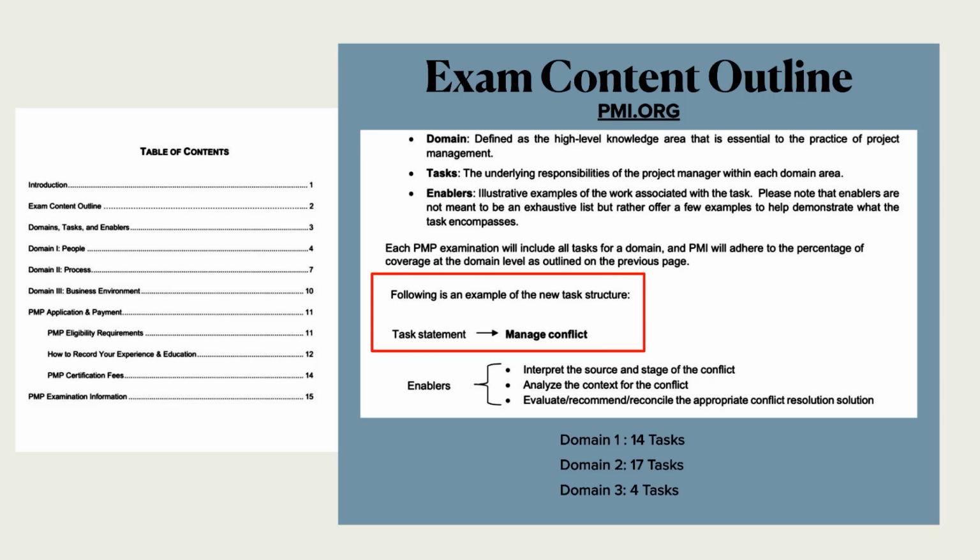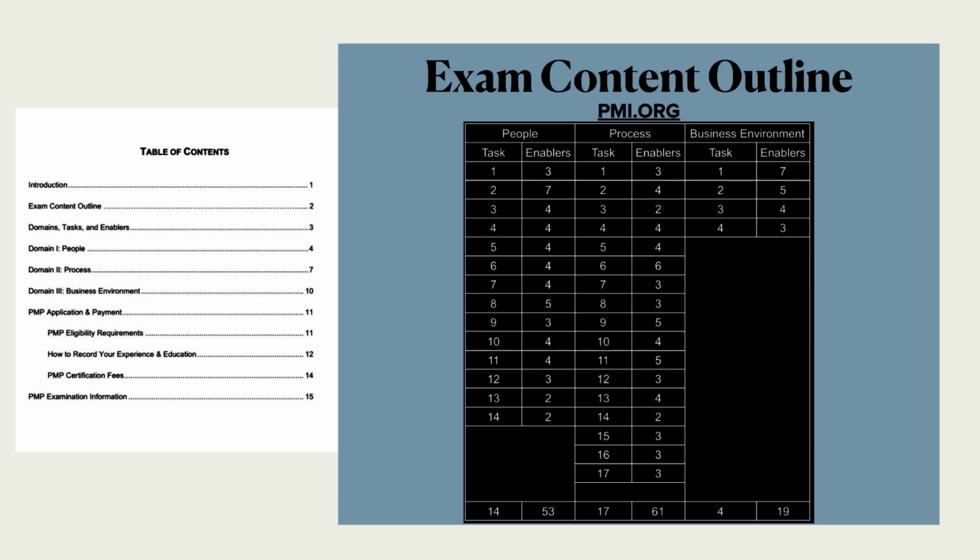They have given an example. For managing conflict, we have 3 enablers. So for each task, how many enablers are there? I've just given a quick summary here. As you can see, for the people domain, we have a total of 14 tasks and 53 enablers. For the process domain, we have 17 tasks and 61 enablers. And for business environment, we have 4 tasks and 19 enablers.